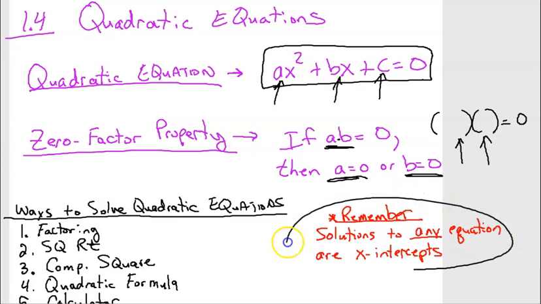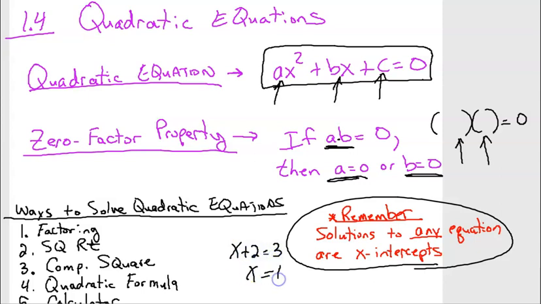Now, one thing that you need to know, and I say it a bunch of times, if you don't know it already: whenever you solve an equation, the solutions are actually x-intercepts. It's where it crosses the x line. Even a simple equation like x plus 2 equals 3, when you solve for x, that's actually, when you graph this problem, where it crosses the x line. It crosses at x equals 1.